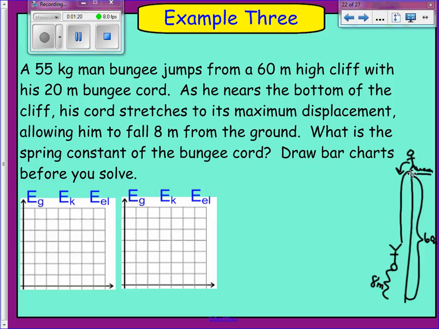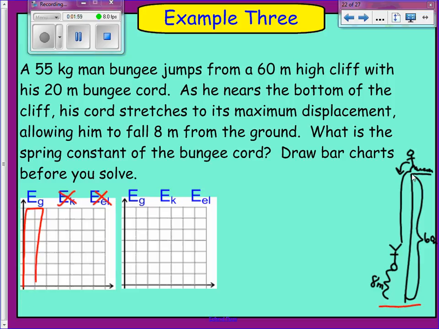It is these two situations that we're going to draw our bar charts for, and then hopefully use that information to figure out what the spring constant is for the bungee cord. So let's think initially, what is the energy or energies at the top of the cliff? He's at the top of the cliff, and we're assuming that the ground at the bottom is our reference point. So we definitely have EG. The man is not moving yet, so there's no EK. And since the bungee cord is not being stretched or compressed at the top, there is no elastic energy either. So the total mechanical energy is going to be residing all in gravitational at the very beginning.